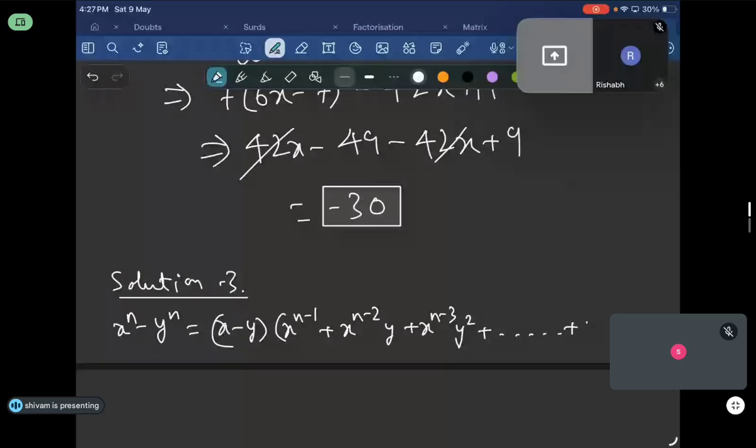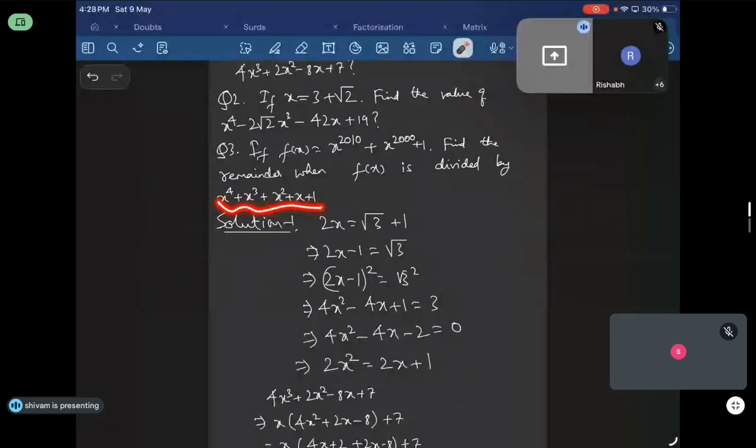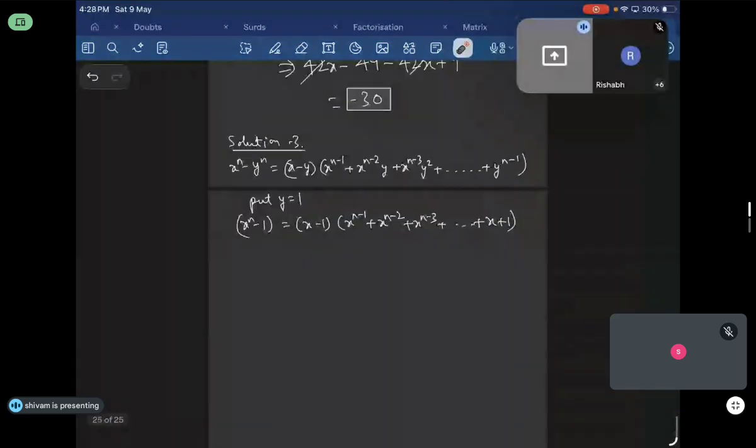So everyone, if I put y equal to 1, what do we get? x power n minus 1 is x minus 1 into x to the power n minus 1 plus x power n minus 2 plus x power n minus 3 plus dot dot dot plus x plus 1. Can you find a similarity between this expression and the expression by which we have to divide? The powers of x are in descending order. And what do I need? I need the highest power to be 4. So what should I substitute in place of n? n is equal to 5.